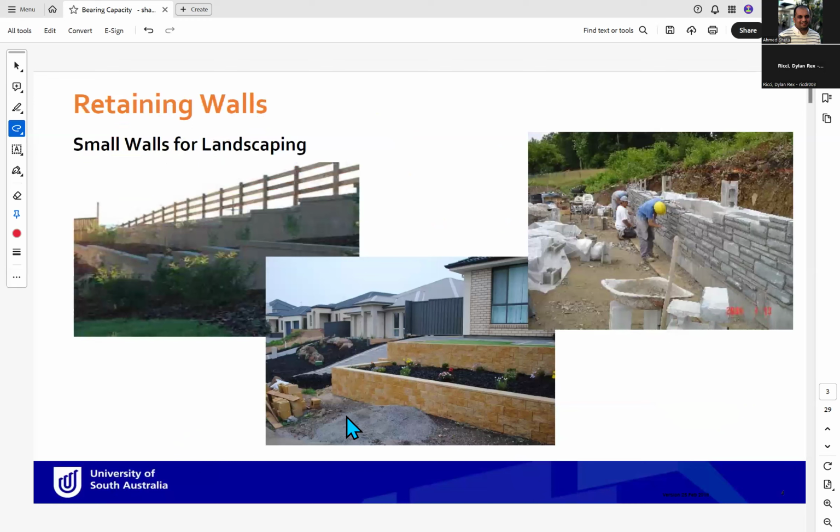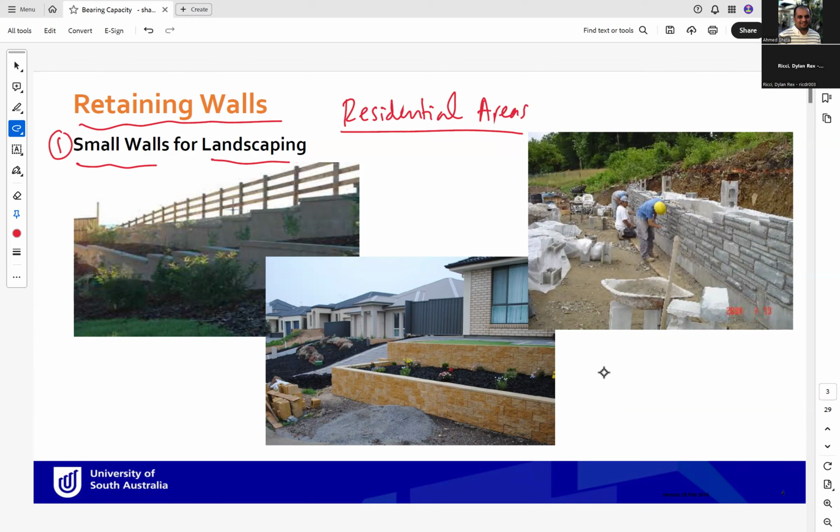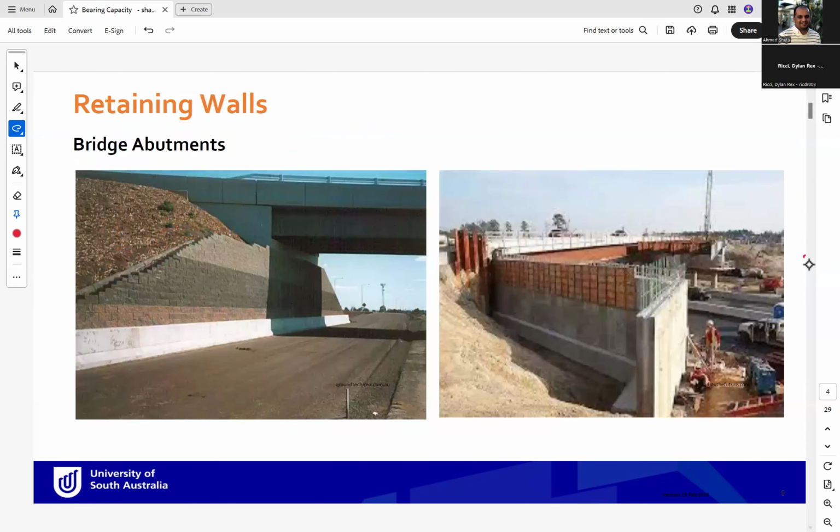So this is the idea behind the retaining wall, and these are some retaining wall types. The first kind of wall we can see is the landscaping wall. This can be in residential buildings or residential areas around us. This is an example here. As you can see, the amount of retained soil in this type is low, so it is not that complicated to design. This is the height of soil that needs to be retained.